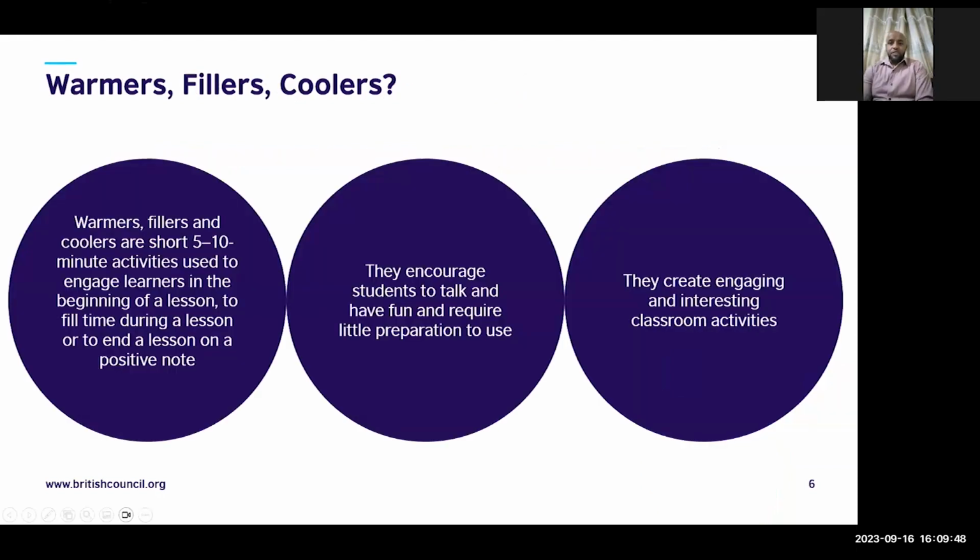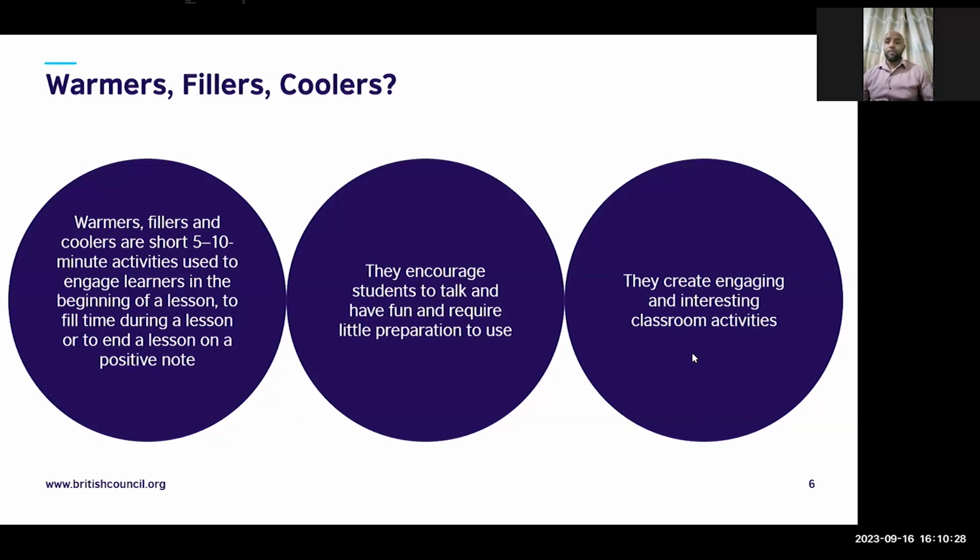Okay, so warmers, fillers, and coolers, as you said, are very short activities, 5 to 10 minutes, used to engage learners at the beginning of a lesson, to fill time during a lesson, that means in the meantime of our lesson, or to end the lesson on a positive note. They encourage students to talk and have fun and require little preparation. So we don't have to bother about how to prepare these activities. We don't have to take that much time because they are very simple, quick, and also engaging.